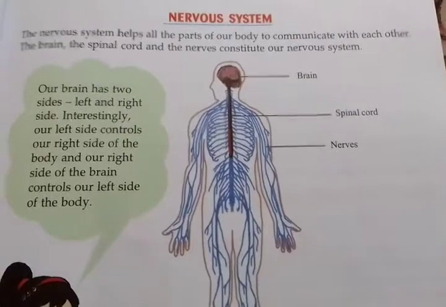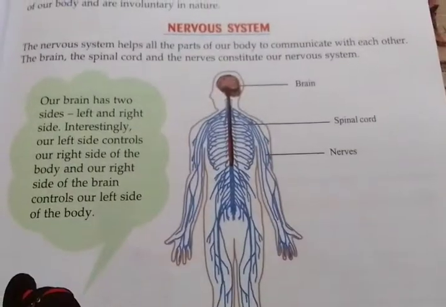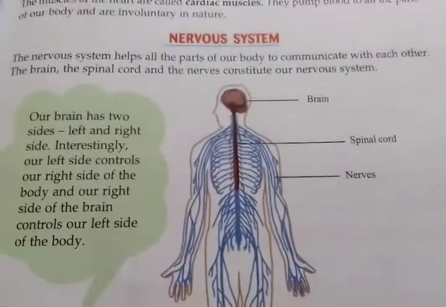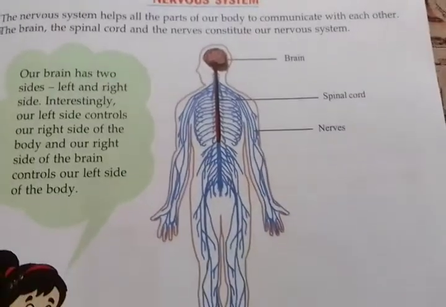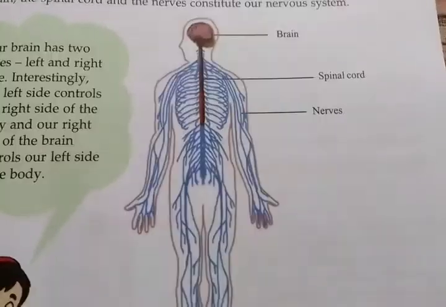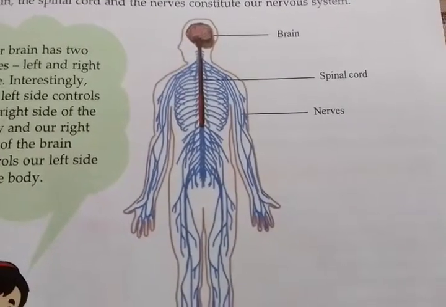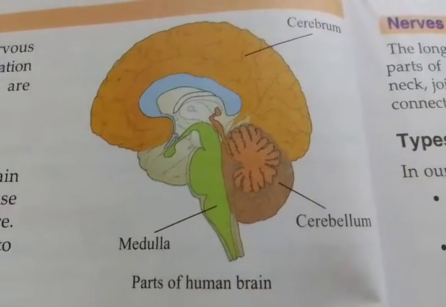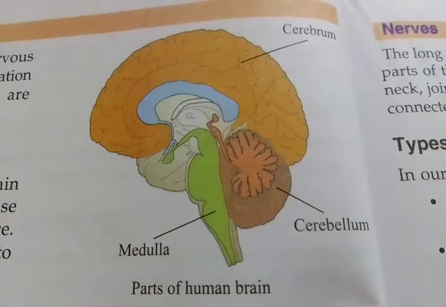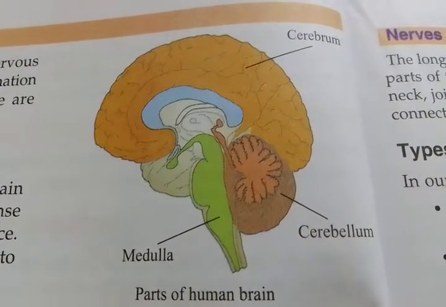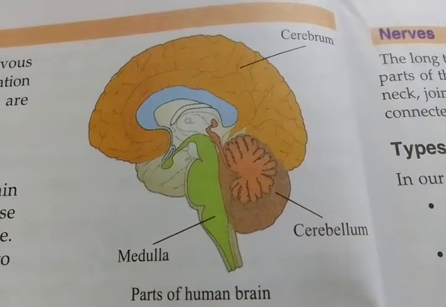Next is the nervous system. The nervous system helps all the parts of our body to communicate with each other. The brain, the spinal cord and the nerves constitute our nervous system. Clear? Brain is the main organ of the nervous system. It sends and receives information from all parts of the body. There are three parts of the brain: cerebrum, cerebellum and medulla.